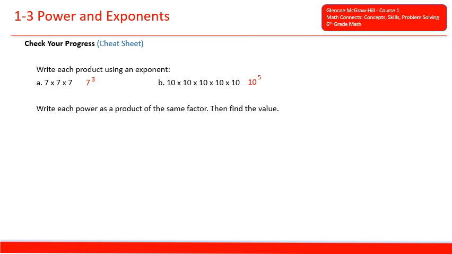Write each power as a product of the same factor, then find the value. So if the exponent is 2 to the third power, we're going to write it as 2 times 2 times 2, and the value is 8. So 8 squared is going to be 8 times 8, which is 64.